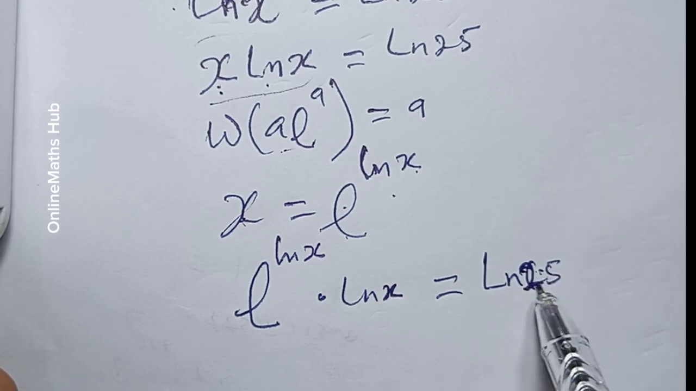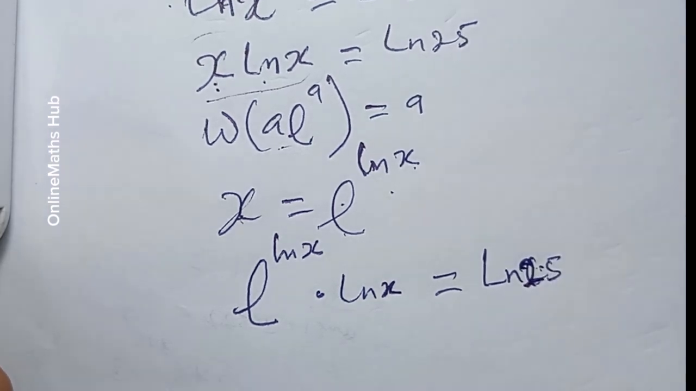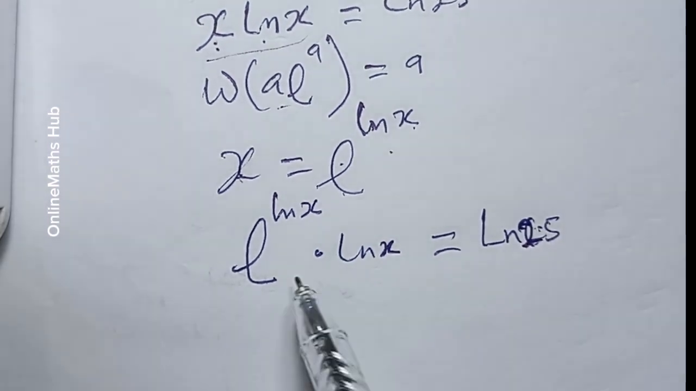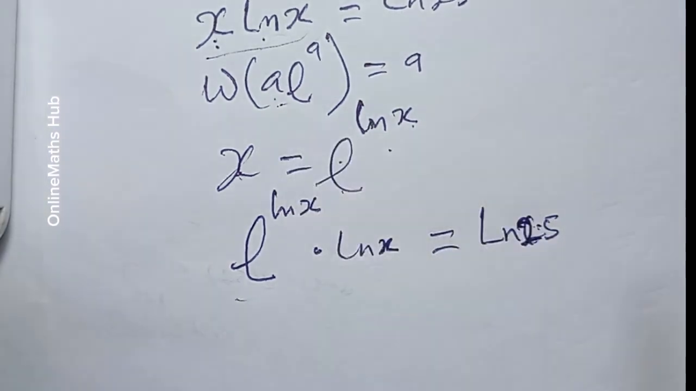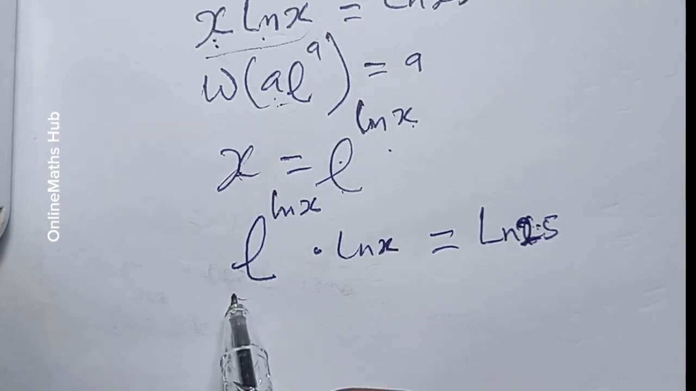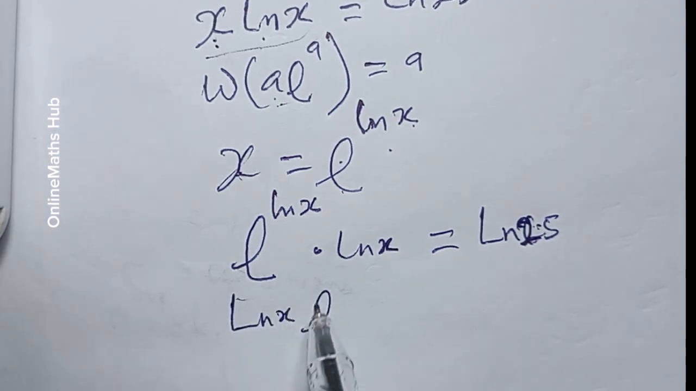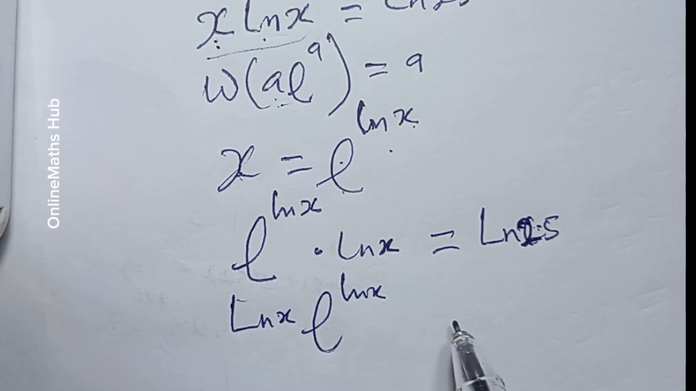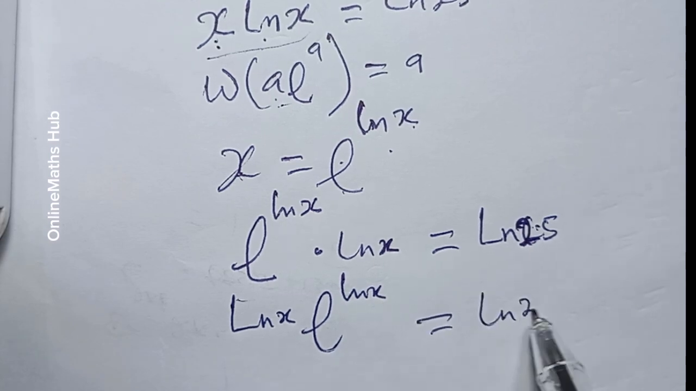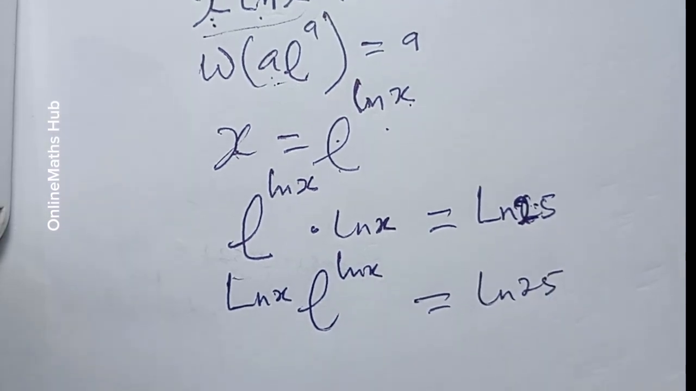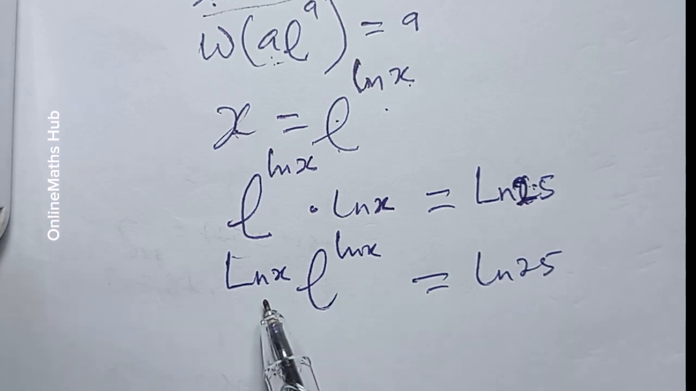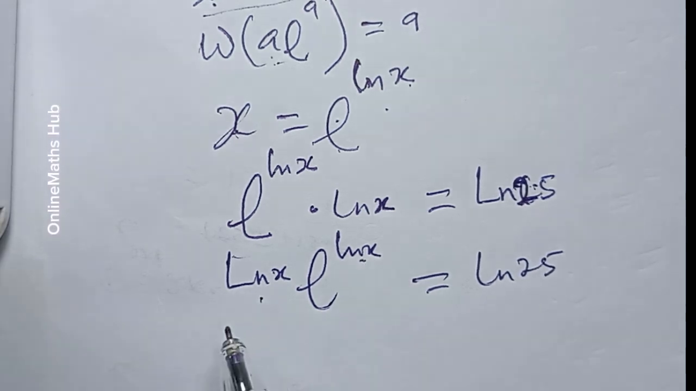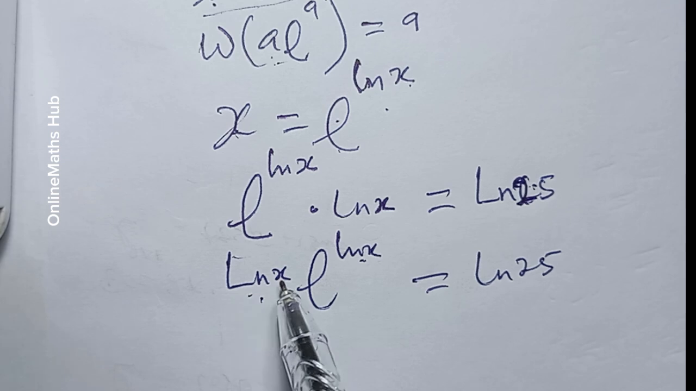Okay, so this is what I have at this point, and then I can go ahead to actually rearrange this so that it can be in the form of a exponential a, just like I explained a few minutes ago. Okay, so I'm going to be having natural log of x exponential natural log of x is equal to the natural log of 25. So you can see clearly that we've caused our function in the form of a exponential a, where a in this case is natural log of x.